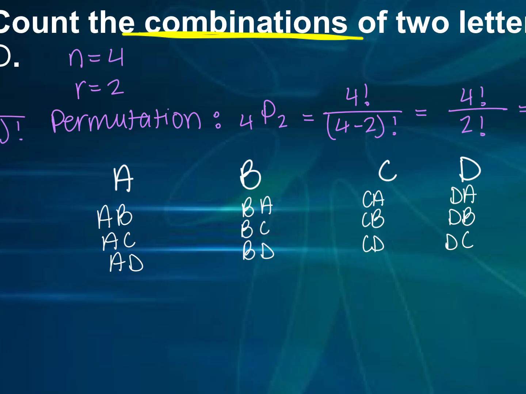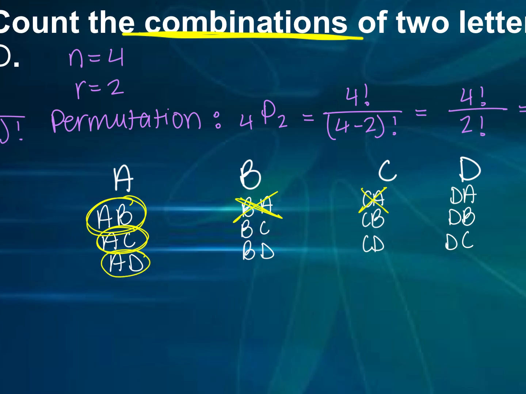Now, the difference between combination and permutation, pay attention, is if I have AB, combination says BA is the same thing, so I'm going to go ahead and cross that out. If I have AC, CA is the same thing, so I'm going to cross it out.